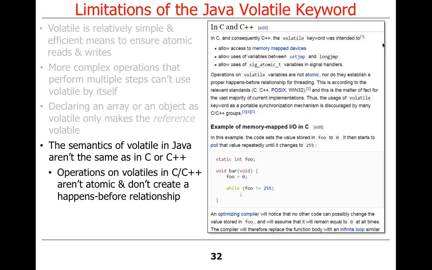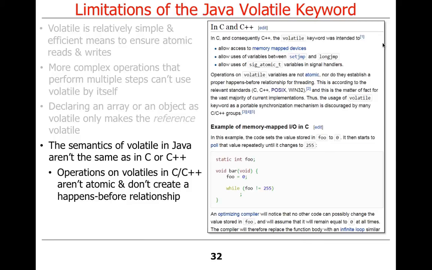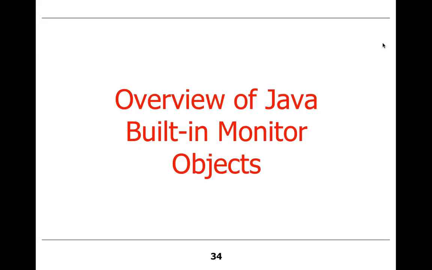So if you take a look and you read this article here, it'll explain to you the semantics of C and C++, and it says very, very specifically that the usage of volatile keywords as a portable synchronization mechanism is discouraged by everybody who knows what they're talking about. So you don't want to use volatile for that.